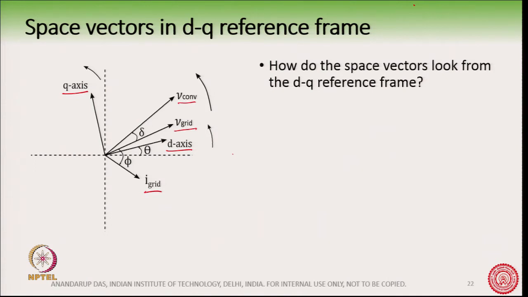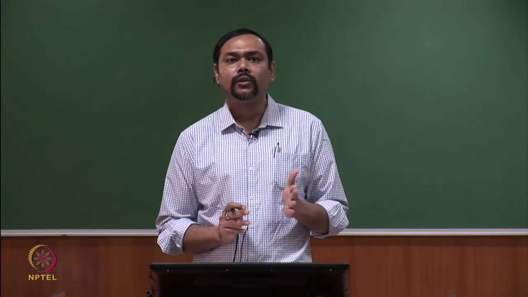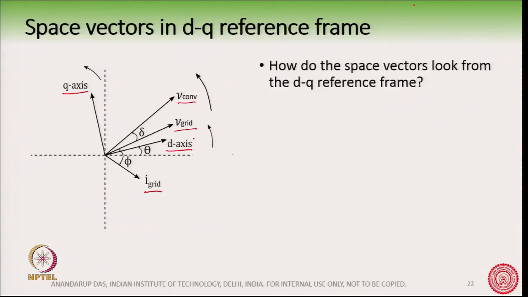If the D axis is rotating at the same speed as the grid space vector, the converter space vector, or the grid current space vector, then all these quantities will look as if they are stationary. If all of them have the same velocity, then they will appear to be stationary, and that is why they appear as DC quantities. So this is how the space vectors look in the D axis and Q axis.